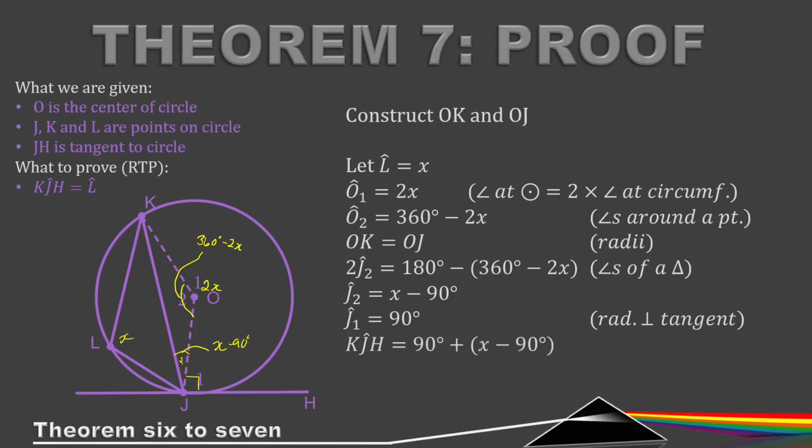And then we can say, okay, this entire one that we wanted to prove, KJH, is then simply just J2's value plus the 90-degree value. And then if we simplify that, that leaves us with x, which is equal to L. And that is then our proof in this diagram.